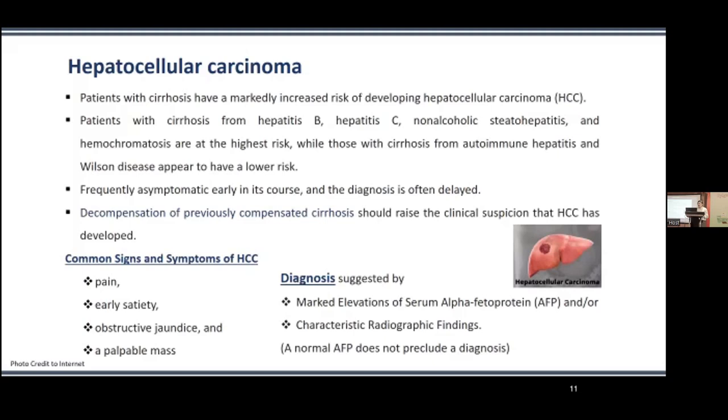Hepatocellular carcinoma is frequently asymptomatic early in its course. That's why patients might present with a late diagnosis. Decompensation of previously compensated cirrhosis should raise suspicion of hepatocellular carcinoma development. The common signs and symptoms of HCC include pain, early satiety, and obstructive jaundice with or without a palpable mass. Diagnosis is mainly suggested by marked elevation of AFP, with or without typical radiographic findings. A normal AFP does not preclude the diagnosis.